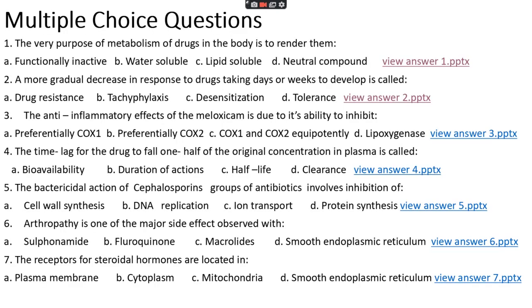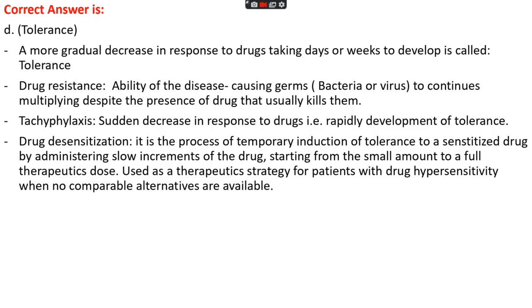Okay. Question number two. A more gradual decrease in response to drugs, taking days or weeks to develop, is called: option A, drug resistance; option B, tachyphylaxis; option C, desensitization; or option D, tolerance. The right answer is option D, that is tolerance. When there is a gradual decrease in response to drugs, that is known as tolerance.